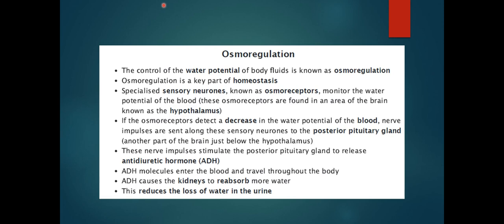When there's more water in the urine, it's dilute. When there's less water in the urine, it's concentrated, so there will be a darker color in the urine. ADH causes the kidneys to absorb more water, and this reduces the loss of water in the urine. Remember that water is lost in seconds in the urine. So if you want to reabsorb that, ADH is released by the hypothalamus, and therefore more water can be absorbed in just seconds.